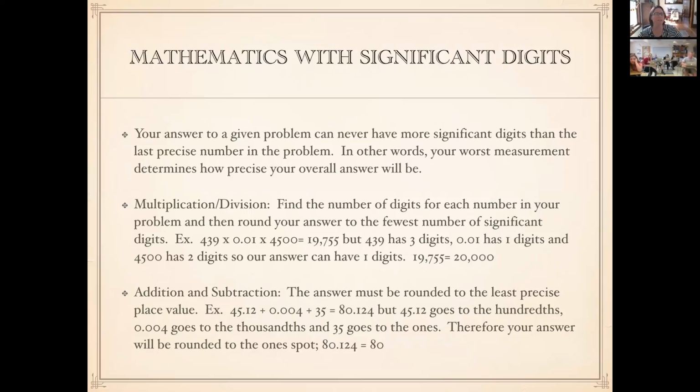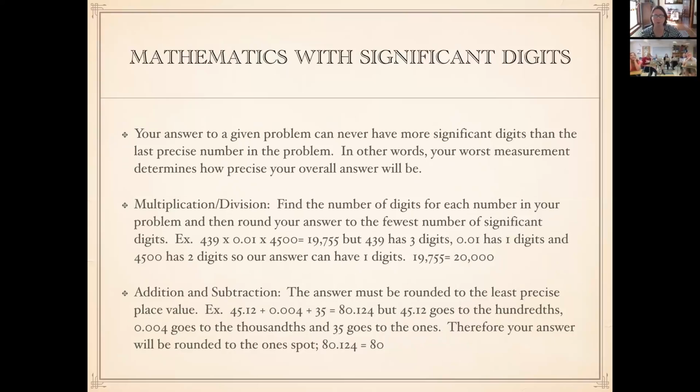The basic rule of thumb here is that your answer to a math problem can never have more significant digits than the least precise number in the problem. So your worst measurement is going to determine how good your answer can be. Which is also why in group work you have to make very, very certain that everybody is measuring the same way. Because if you've got one person who's not paying attention and he just throws a piece of data at you, that's going to be what determines how well your results come out. So the least precise number in your problem will tell you where you have to round to.